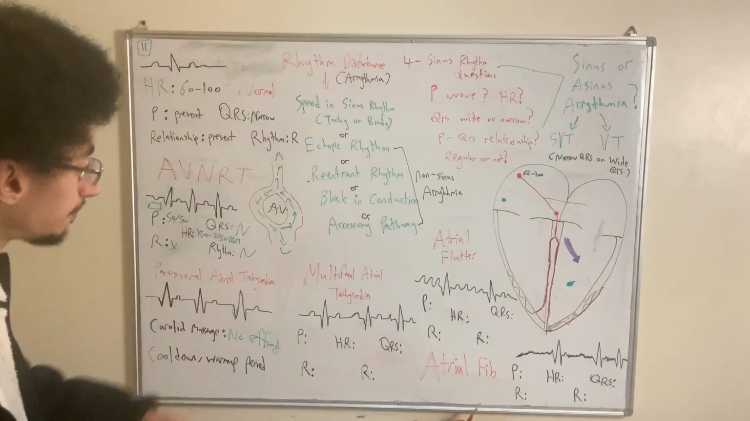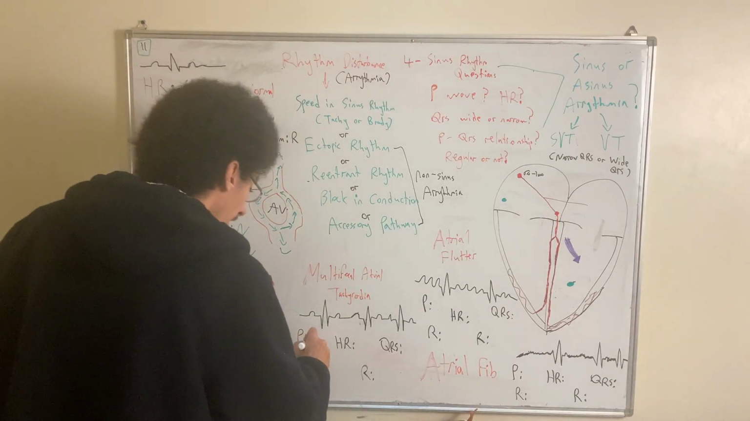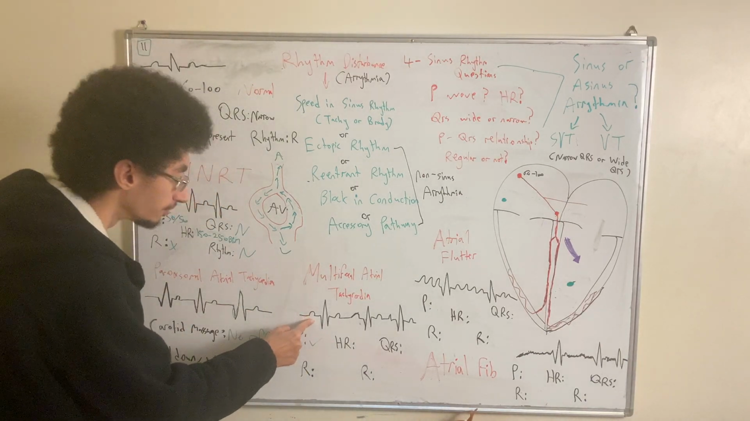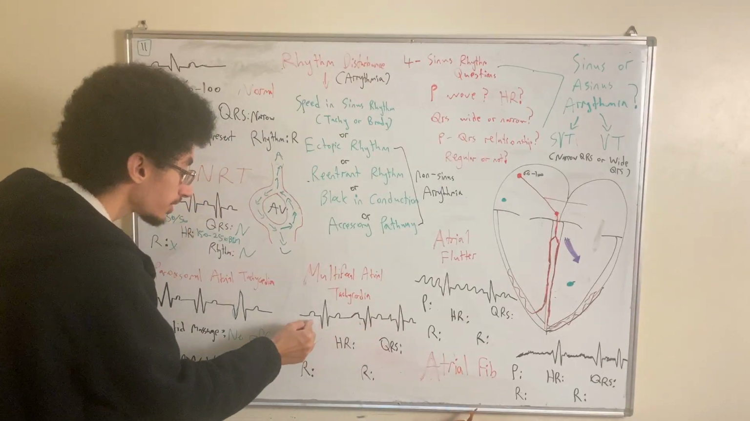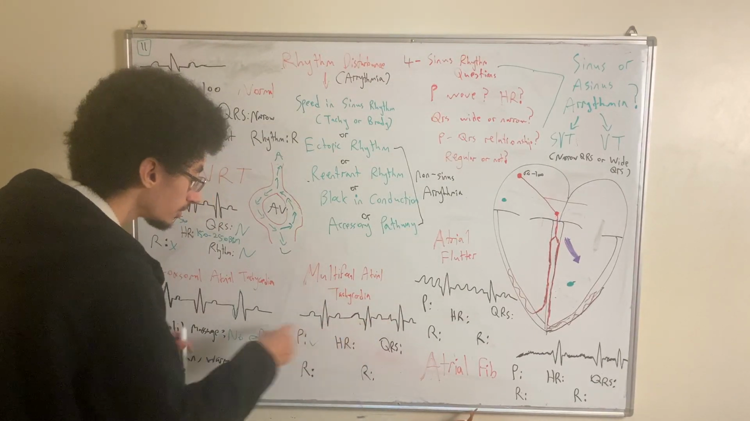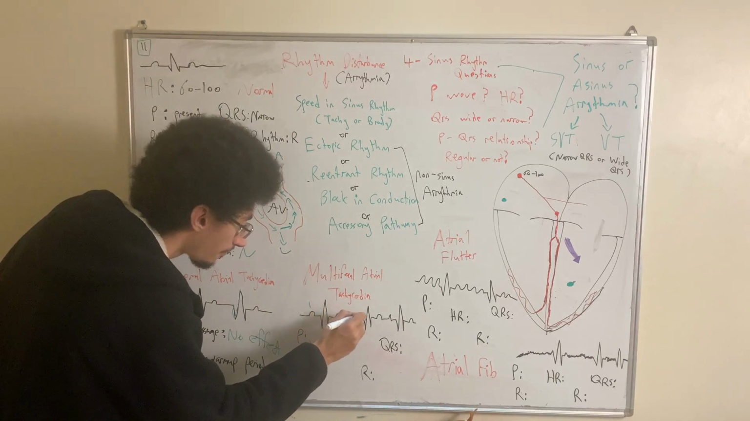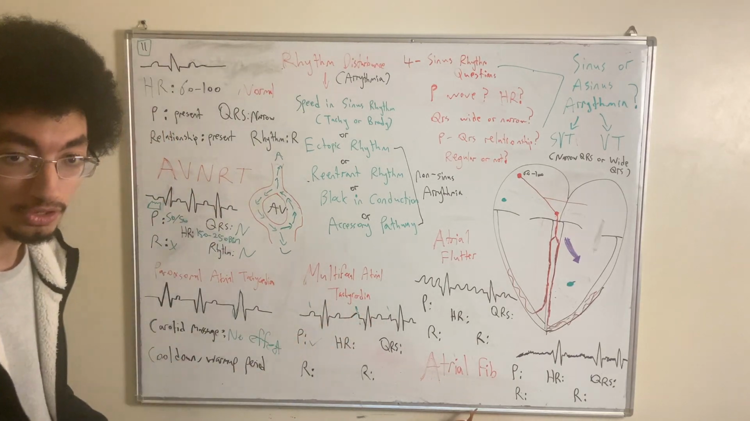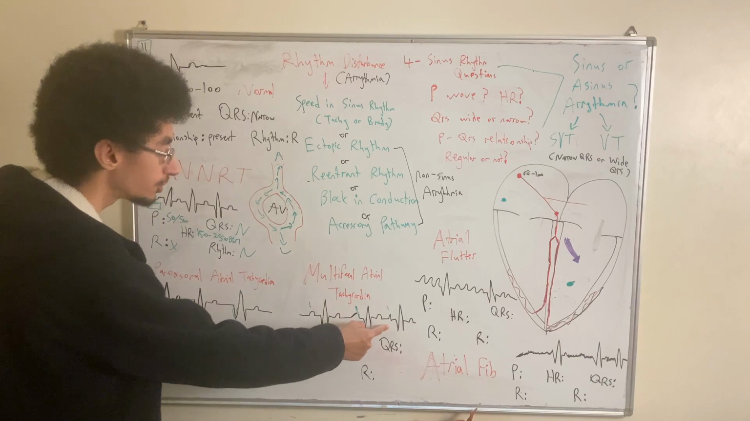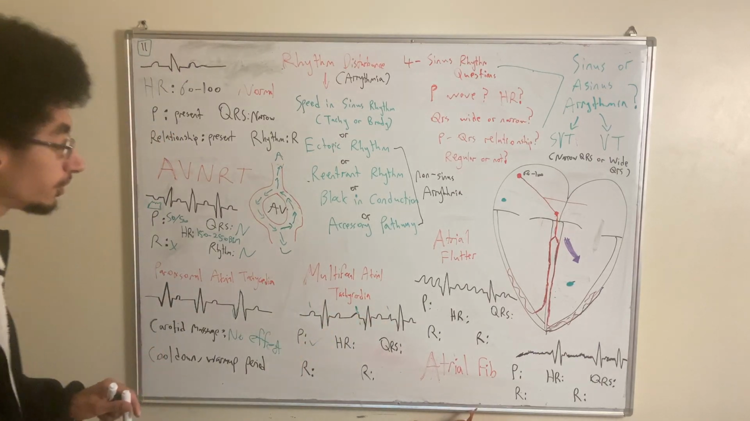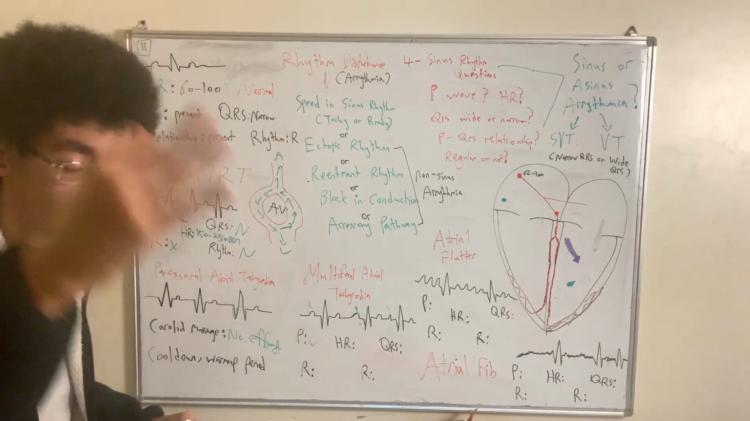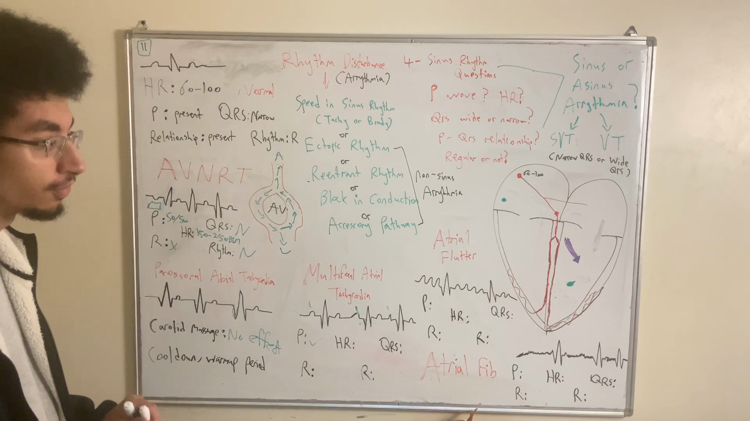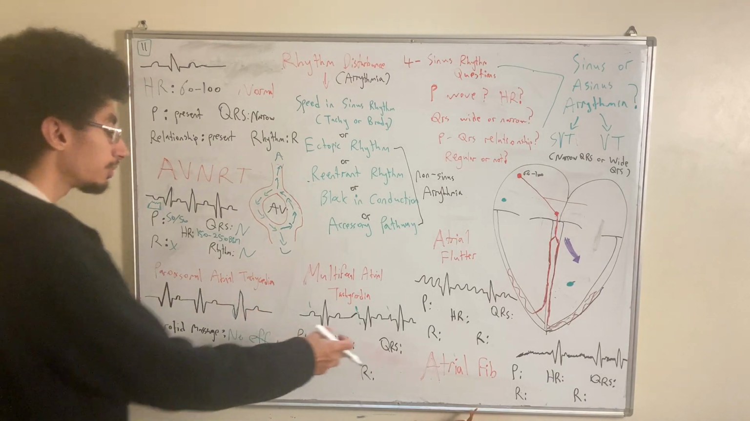Let's ask ourselves, is there a P wave? Yes, there is a P wave. However, it is abnormal. Notice how each P wave looks different from the other. Each of them has a different morphology, a different shape. So if you have three or more different P wave morphologies, this is a good sign you have multifocal atrial tachycardia.